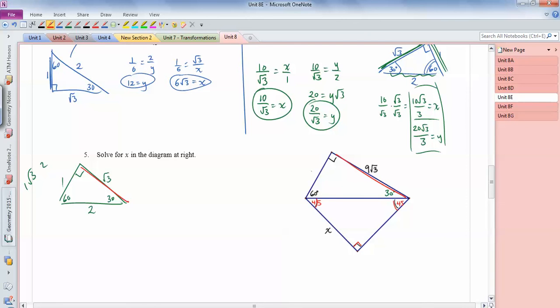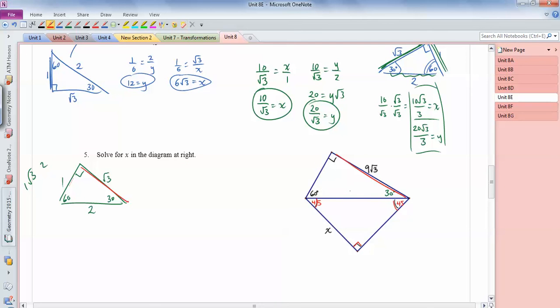So to get from here to here, your scale factor is 9, or 1 to 9. So the 1 over here turns into a 9 right there, and the 2 over here turns into the 18 right there. If you don't like that, then let's set up a proportion instead.